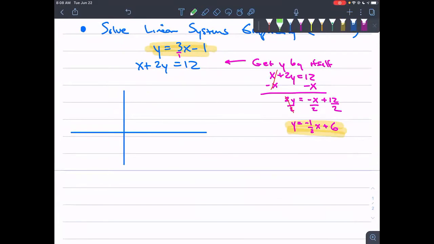So I'll do the top one first. We'll do that in green. -1, put a dot there. And then up 3, 1, 2, 3, and then over 1.